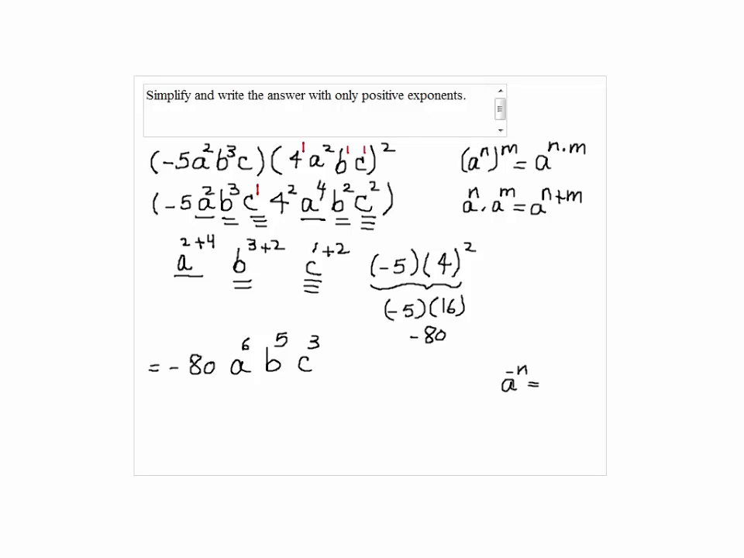You notice that we don't have any negative exponents here. If we had any negative exponents, then we had to change those to positive by using a to the power of minus n is equal to 1 over a to the power of plus n, which in this case we don't have to do that.